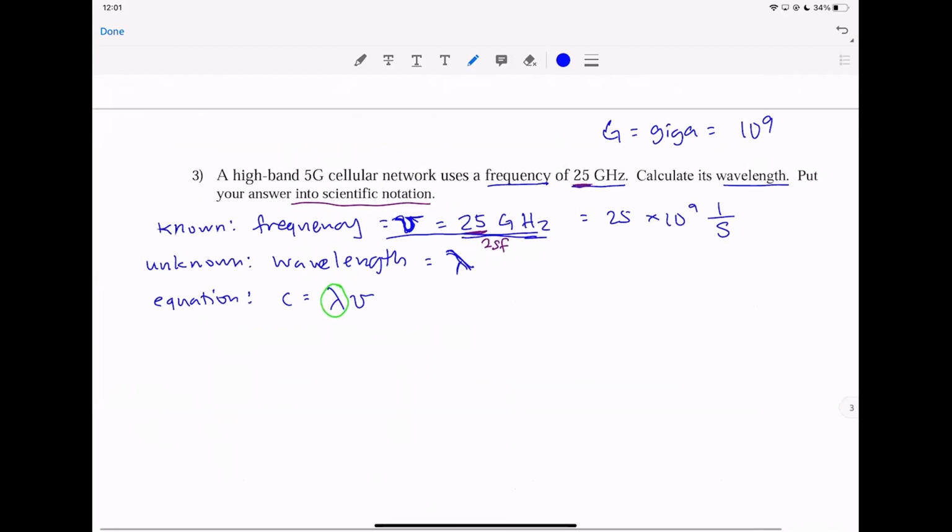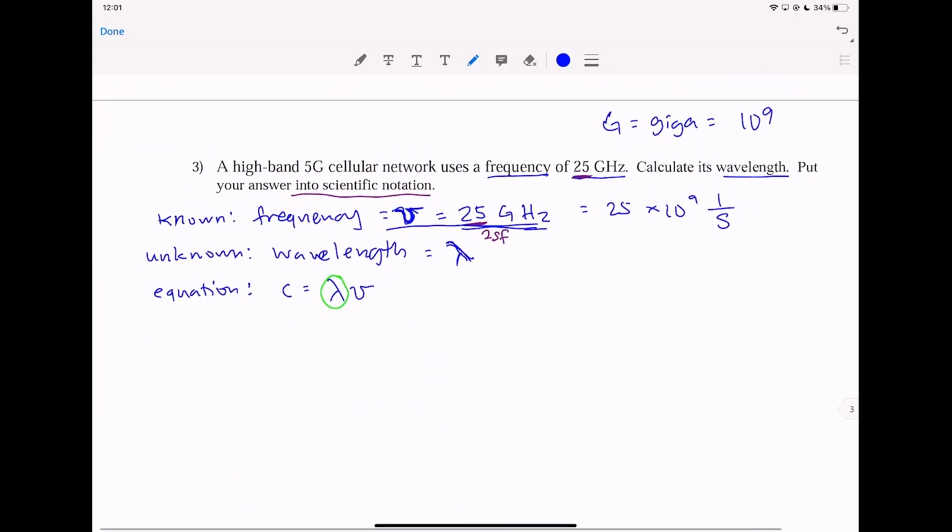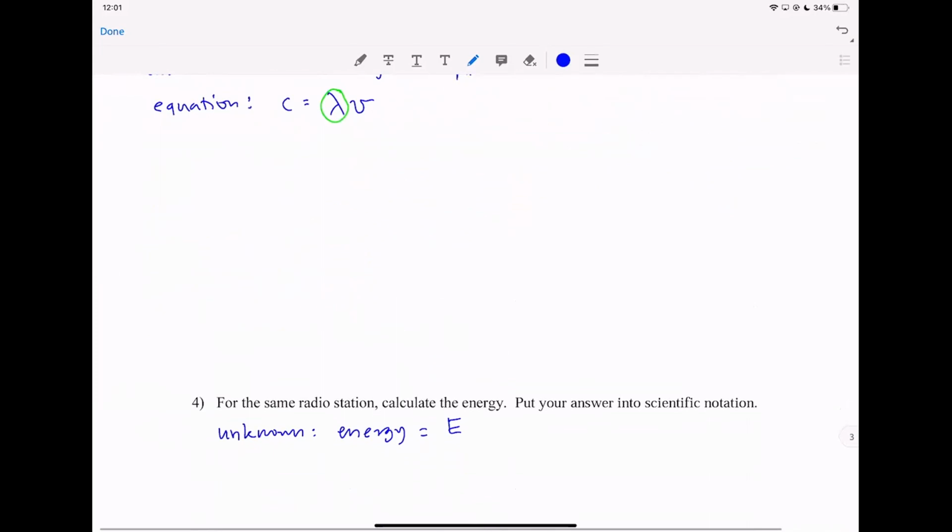Okay, so it still has the same number of sig figs in the 25. So you still need to round to the same number of sig figs for the answer of the next problem, number 4, and also put your answer into scientific notation. Okay, so that should get you set up to work on all those problems.